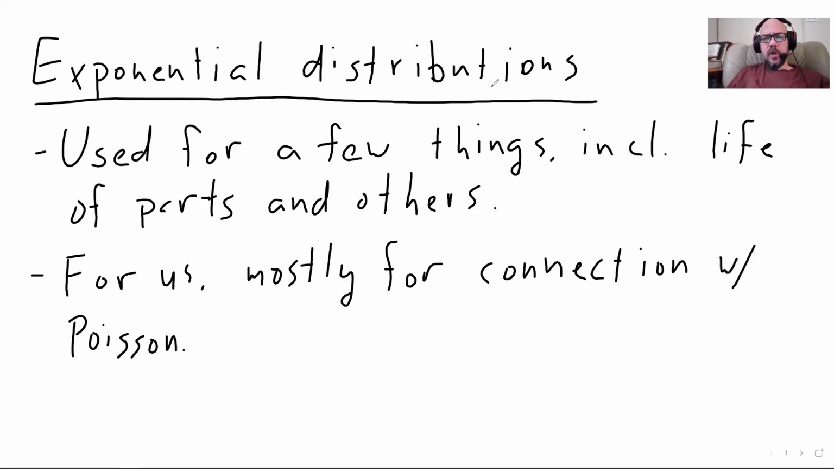They model a few things. That's not why we're interested in them. I want to talk to you about exponential distributions for a couple of reasons. One of them is that there is no CDF in your calculator for exponential distributions. I don't know why. They could easily have one and it'd be useful. They've got Poisson, which is related to exponential.